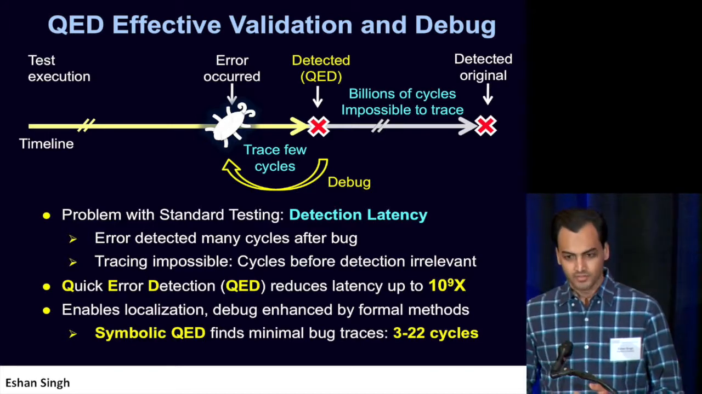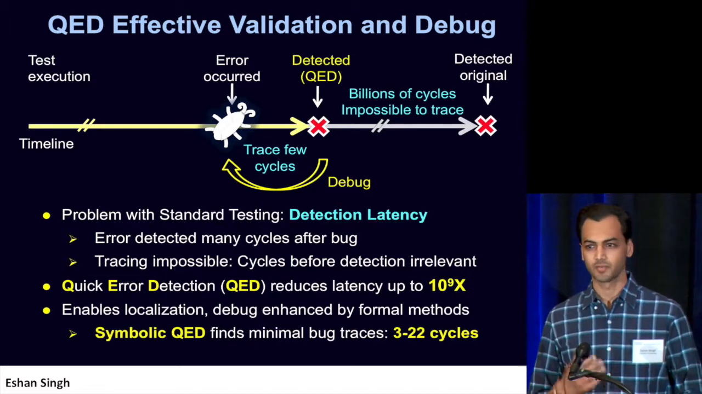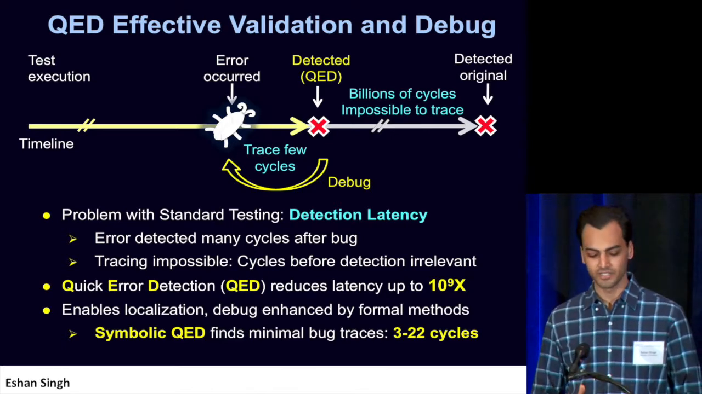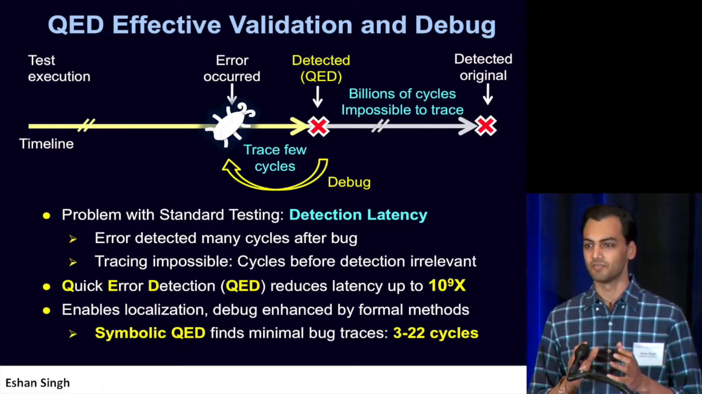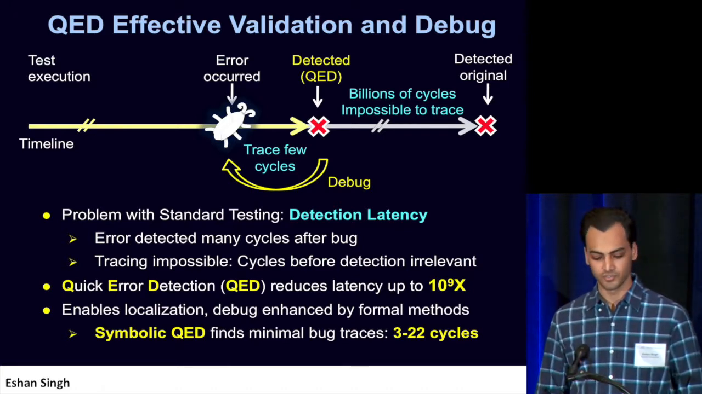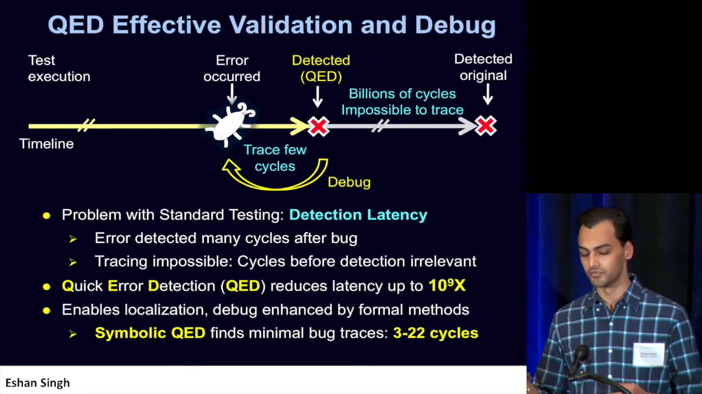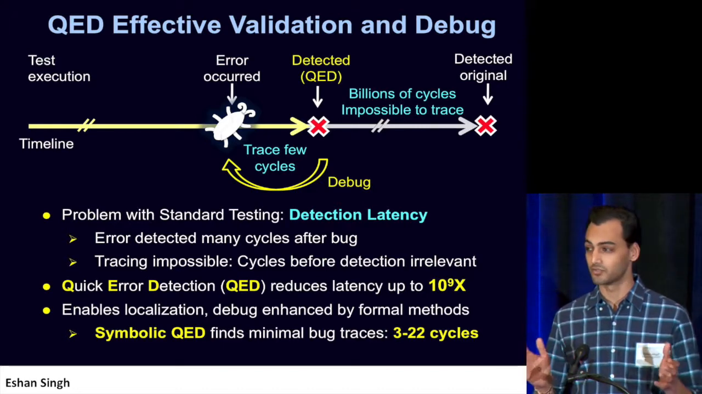So as integrated circuits have gotten more complex, particularly with SoCs, it's becoming harder and harder to actually debug them and catch errors in either pre-silicon verification or post-silicon validation. So what's the reason for this? Well, the problem with standard testing is that there's often an extremely large error detection latency, which is the time between when an error actually occurs to the point at which the error itself is observed. This can be millions or even billions of cycles. And as a consequence, debugging that extremely long trace is very difficult.